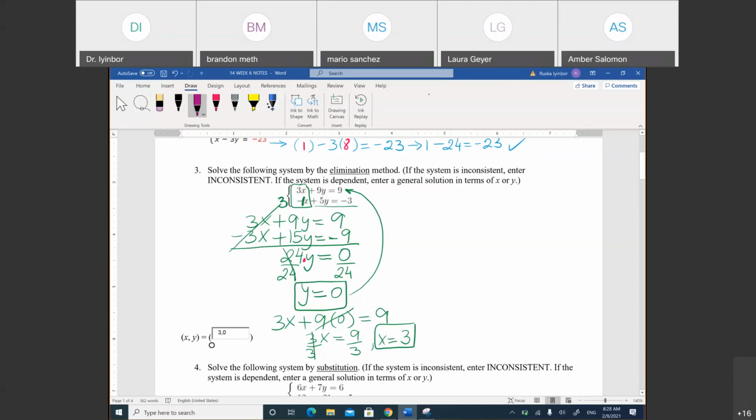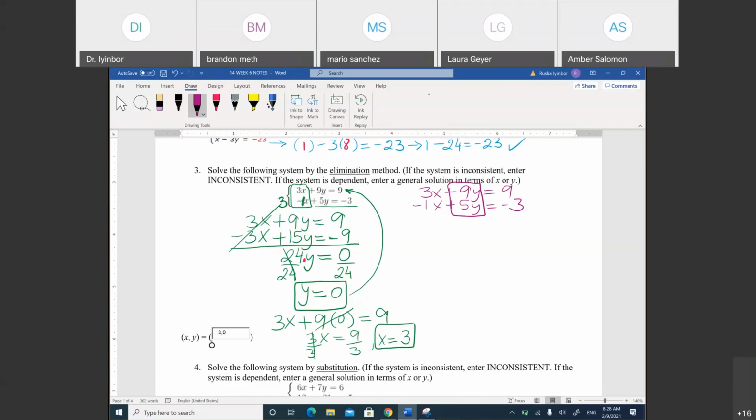So this is what you do. I'm going to copy them and show you how to do it. So I'm going to write 3x plus 9y equals 9 and negative 1x plus 5y equals negative 3. So let's say you find y, 0 or whatever fraction you get, doesn't matter what you get. After you eliminate x, you're going to find y. Now, if you don't want to plug it in, you can eliminate y now and you're going to find x.